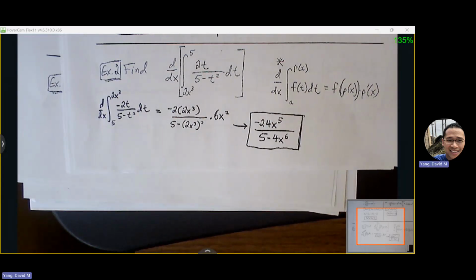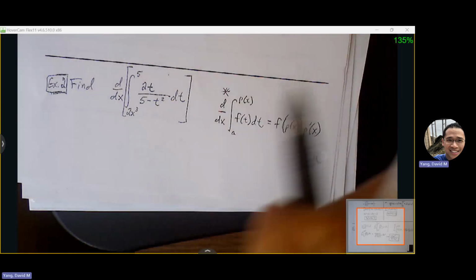I swap the bounds, pull a negative out in front. Then I apply the upper bound into the expression's variable, and multiply that by the upper bound's derivative. All right, any questions?